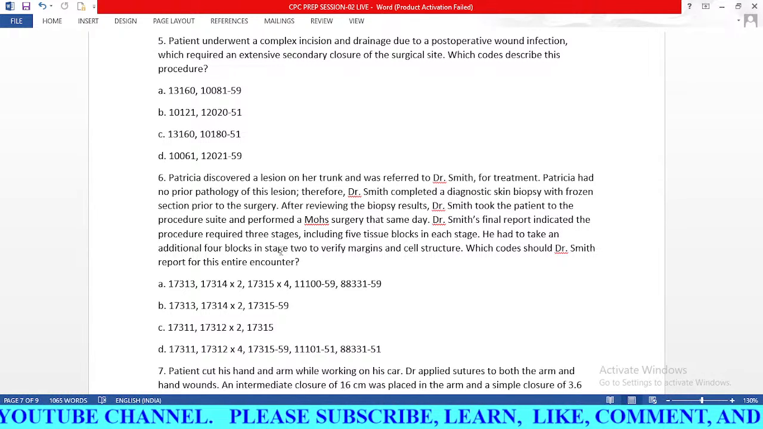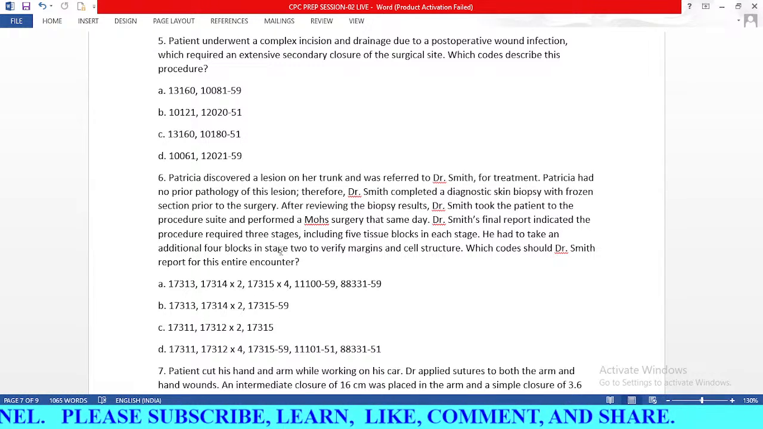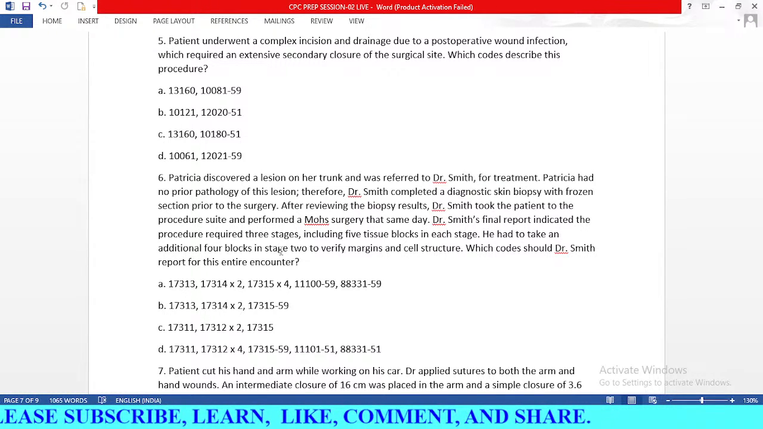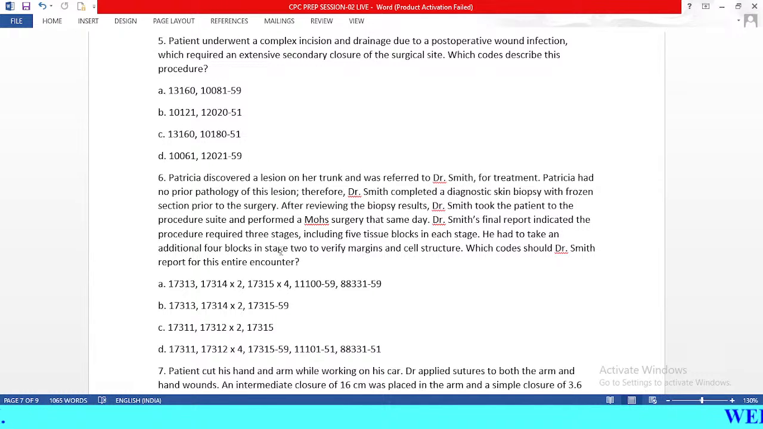See the codes properly, top and bottom of the code in the CPT book, so you can get the answer easily. Check first 13160 and check before and after that code. Check 10181 and check 10121, 12020. So all of you check this code in the CPT book and check before and after that CPT code, so you can get the answer easily.